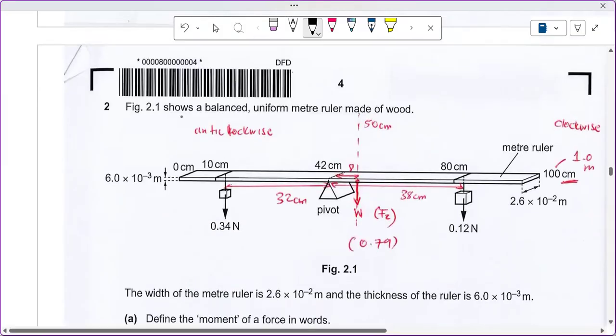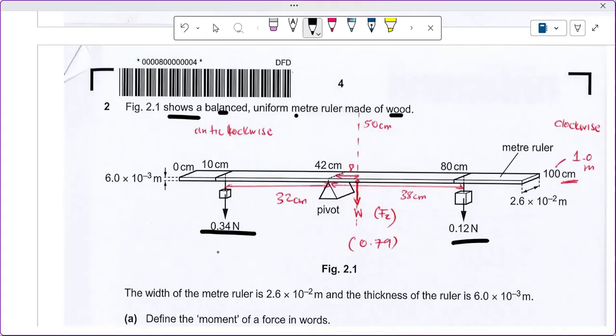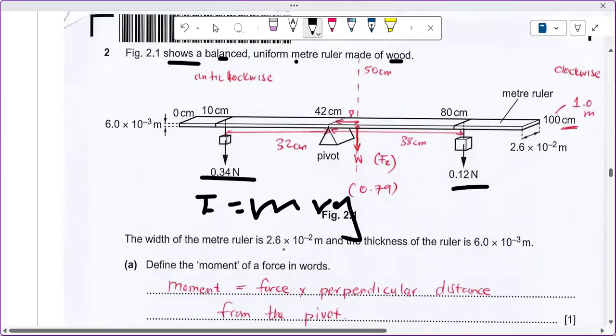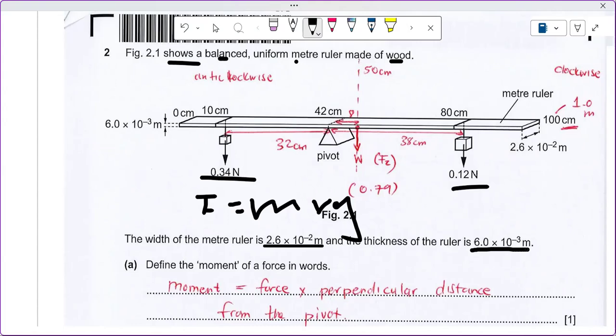We are told a beam shows a balance. This shows a balanced uniform meter rule made of wood, and they give you numbers across the board. It's wood, I can see it's a rectangular thing, which means it's a cuboid. I've got my masses, and all of them have got forces here. Sometimes they might even ask you to find the mass, and you must know that force equals mass times gravity. So if I know the force, I can get the mass. For this one, the width of the meter rule is 2.6 times 10 to the power of minus 2, and the thickness, how thick it is, is 6.0 times 10 to the power of minus 3.